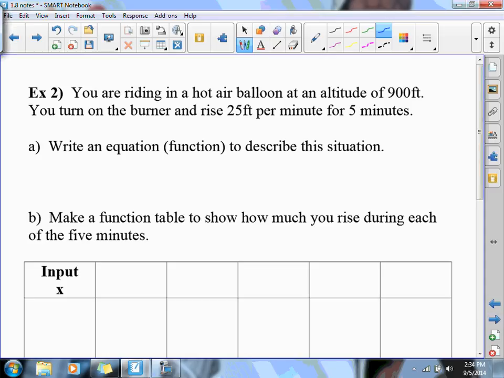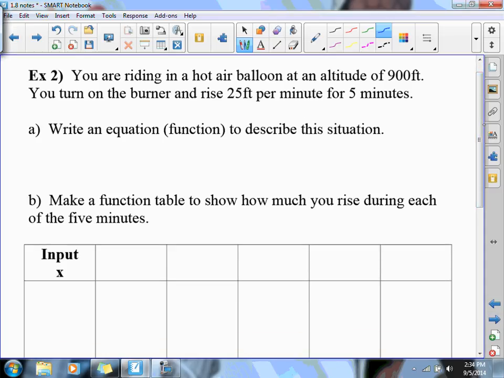Okay, example 2, we've got a little bit of a story problem here that goes along with this one. So we're going to write the equation first, and then we will make our table. So you are riding in a hot air balloon at an altitude of 900 feet. You turn on the burner. So that's that little device where you pull the rope on it and the gas ignites. So you turn on the burner, and that raises you 25 feet per minute for 5 minutes. So we want to write an equation or the function to describe this situation.